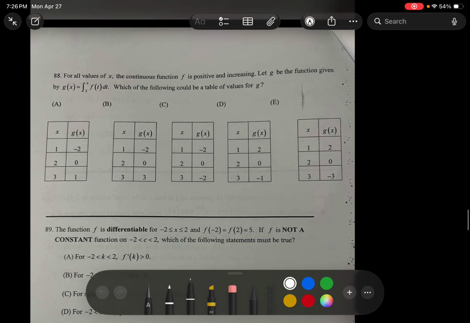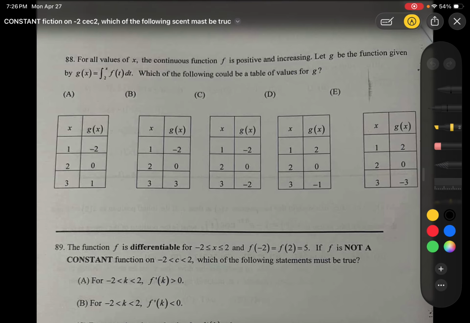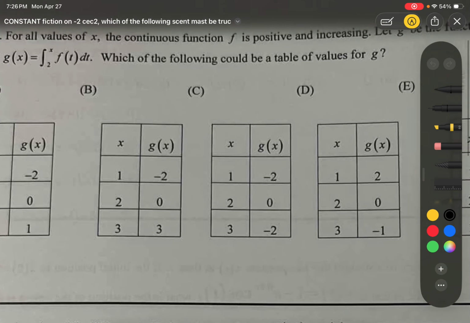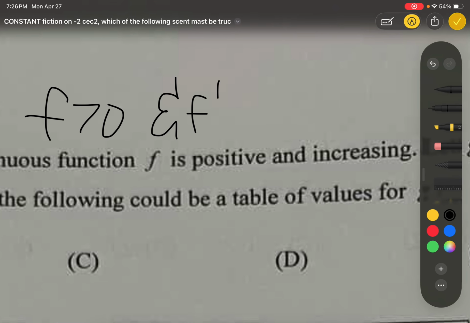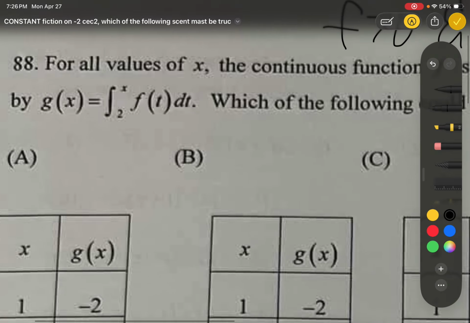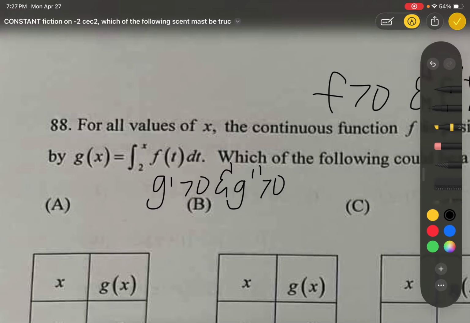For all values of x, the continuous function f is positive and increasing. Let g be the function given by g of x is equal to the integral of f of t dt. Which of the following tables could be a value of g? So g here says that f is greater than 0 and f prime is greater than 0. And that means that g prime is greater than 0 and g double prime is greater than 0, because g prime of x equals f of x and g double prime of x equals f prime of x.